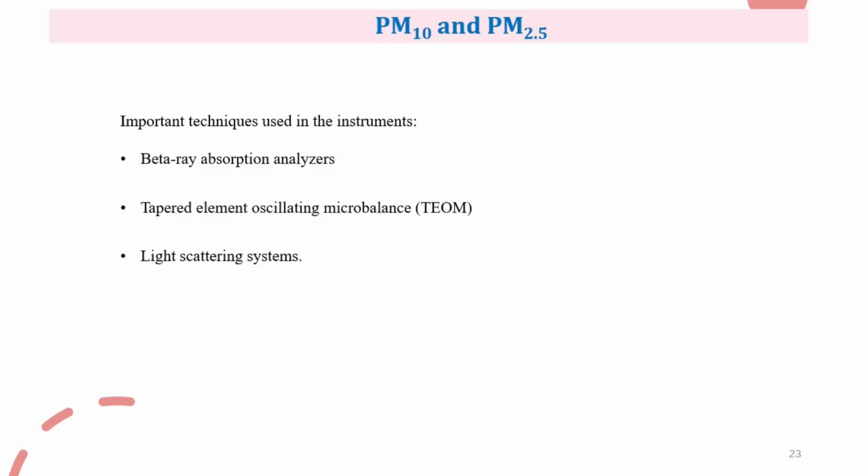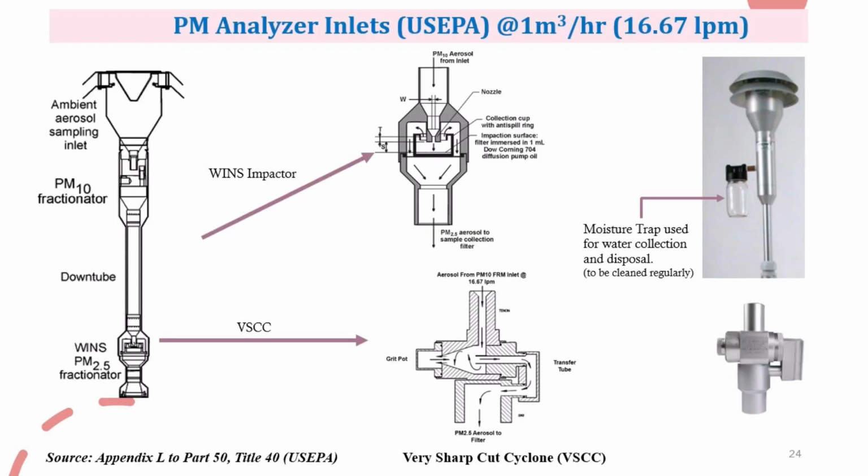Particulate matter can be measured by the three methods given here. This slide shows the technique used by the US EPA for collecting particulate matter. Key parts of a PM analyzer include an inlet for sampling the air, a fractionator that removes large particles so we can focus on smaller ones, and an impactor that separates very fine particles.